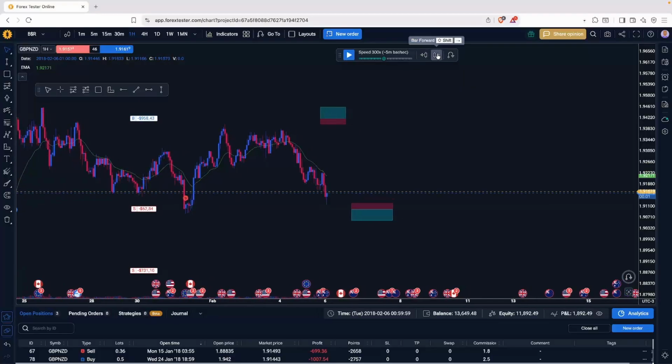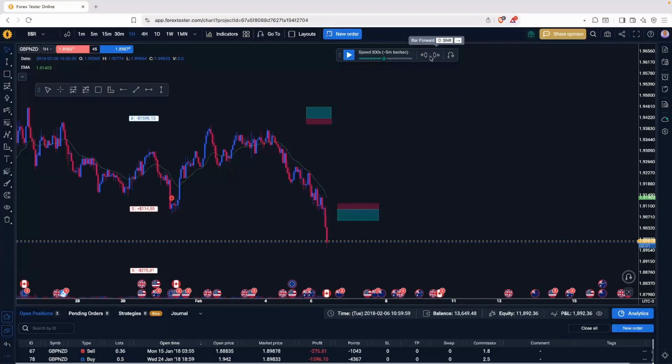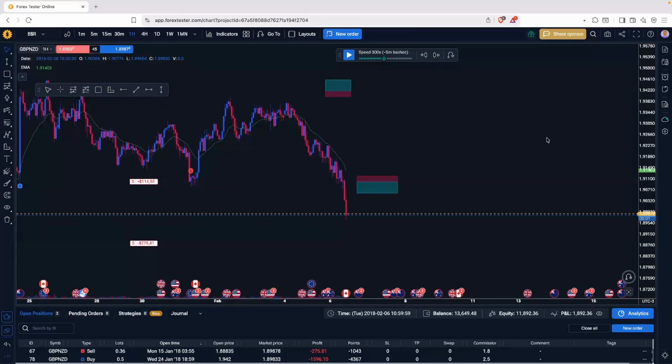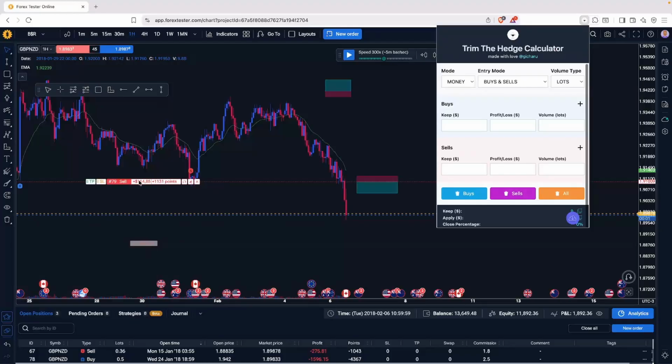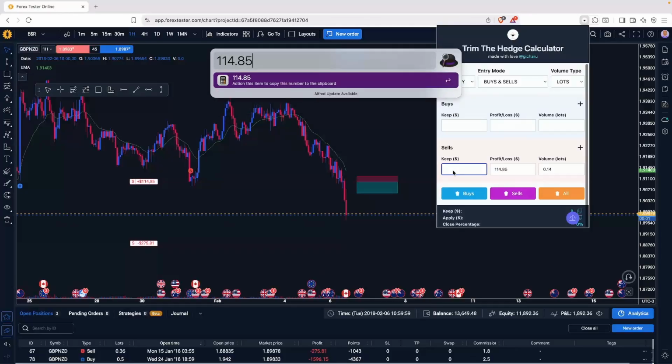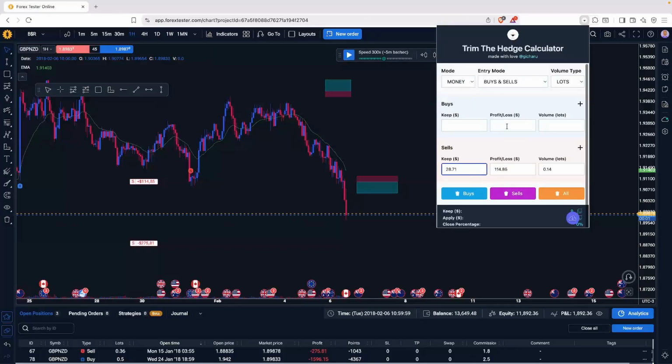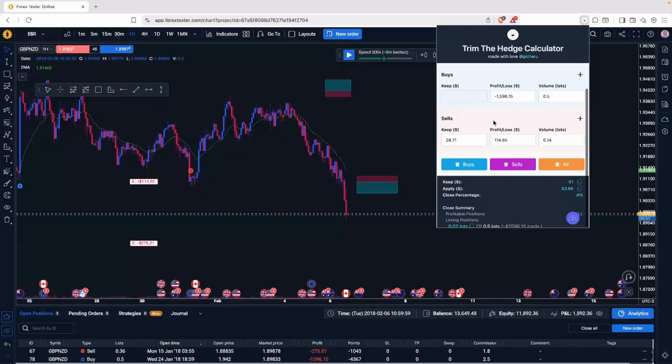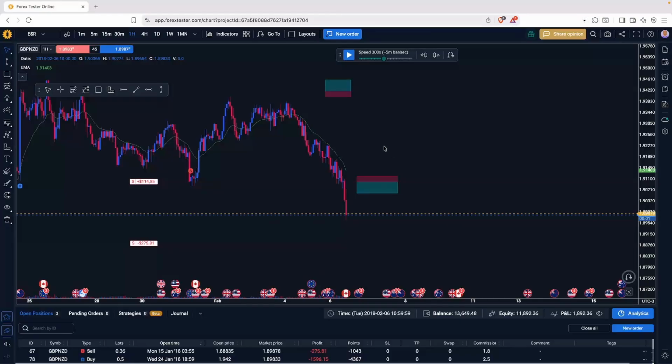Okay, I'm trying to go faster. Oh, sorry. Okay, let's just assume that this is where I got it. Then we have 114.85. Just keeping $28 worth of that, and our buy volume is at 0.5, sitting at a loss of 1596.15. No, sorry, that's a loss. 0.02.